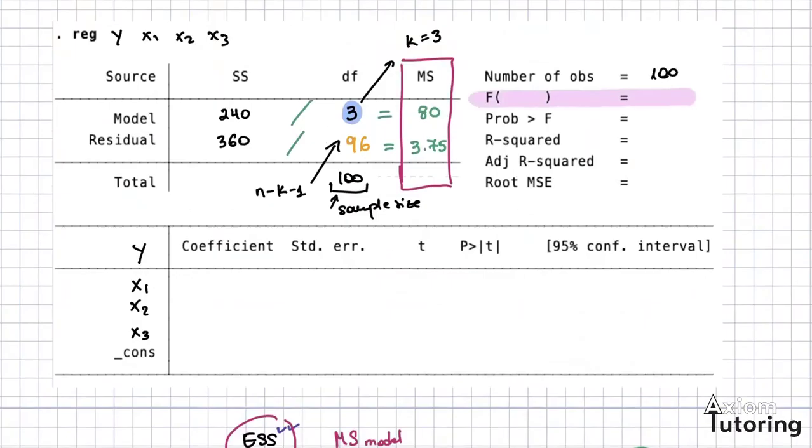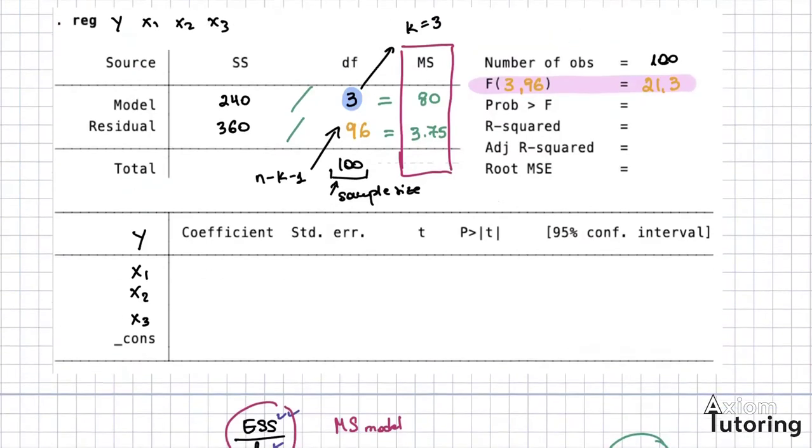And we can fill it up because now we know that the two degrees of freedom that I'm looking at are the degrees of freedom of the model and the degrees of freedom of the residual. So 3 and 96. And I just computed the value for it, which is 21.3. Now it's time to compare the F statistic to a critical value or compute a p-value.